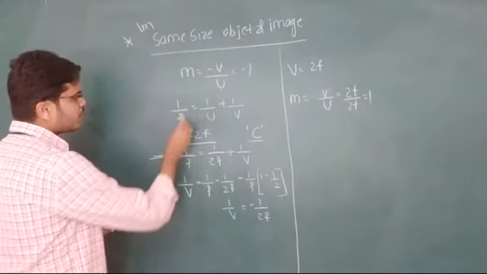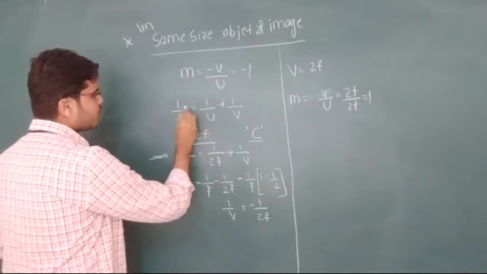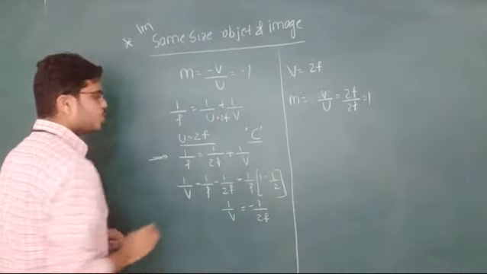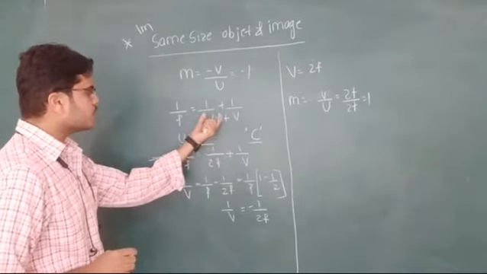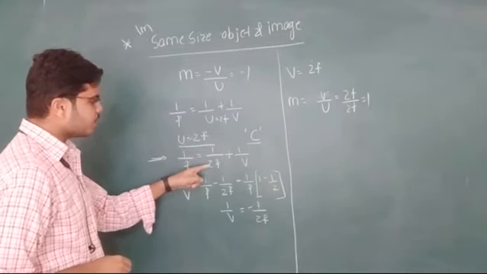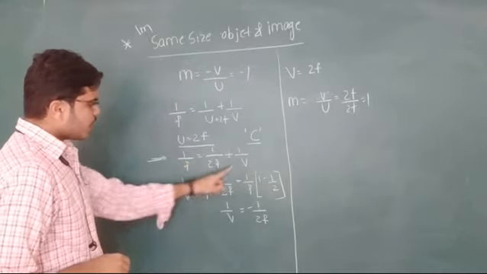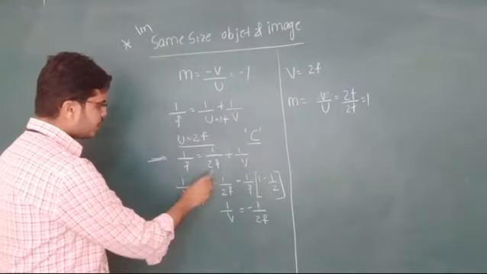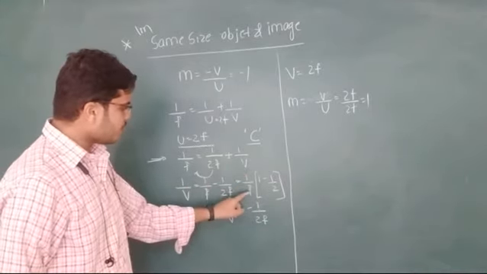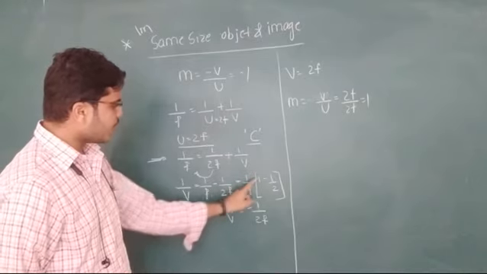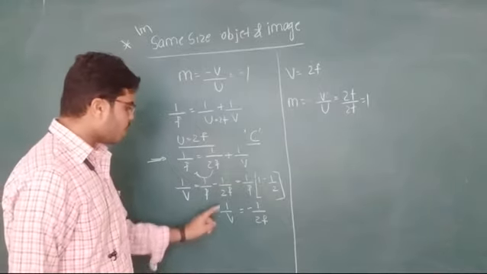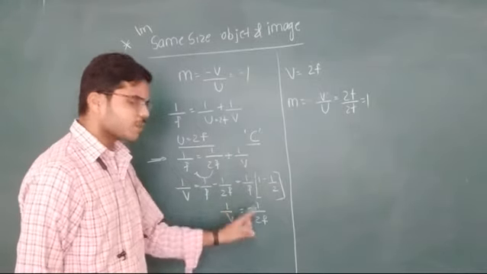Now I am placing the object at the center of curvature. Therefore, the equation is 1 by f is equal to 1 by u plus 1 by v. Now u is equal to 2f. You substitute these values in this equation. Then this equation becomes 1 by f is equal to 1 by 2f plus 1 by v. Or 1 by v is equal to, by sending this, 1 by f minus 1 by 2f. 1 by f is common in the bracket: 1 minus 1 by 2. By simplification, we are getting 1 by v is equal to 1 by 2f.